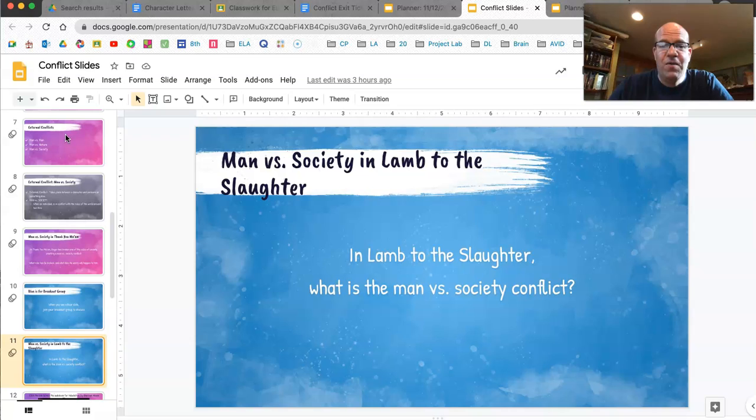All right. So the first one is in man versus society in Lamb to the Slaughter. So the man versus society conflict here is that Mary has killed someone. And more specifically, that Mary has killed her husband. In an era where women are supposed to dote on men and follow their every word and take whatever they say. And here she's gone off and done none of that. Okay.